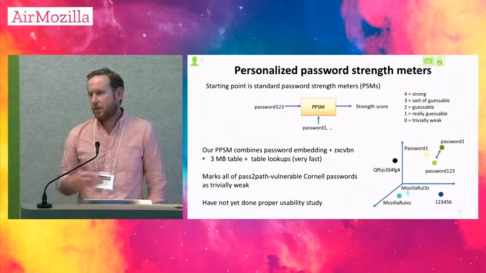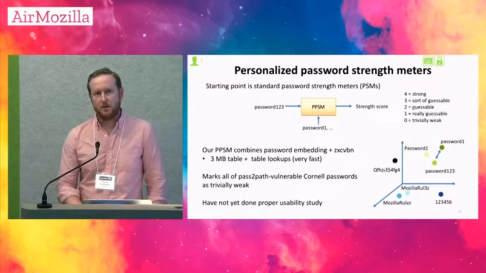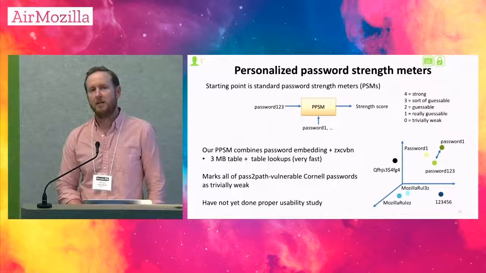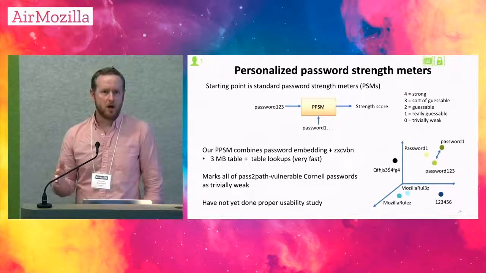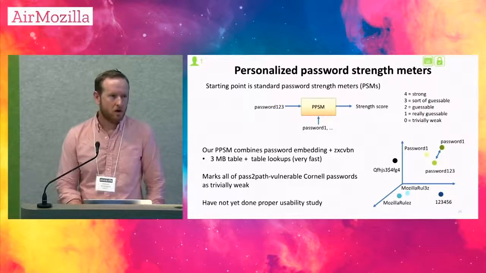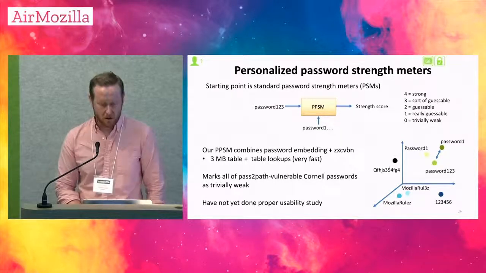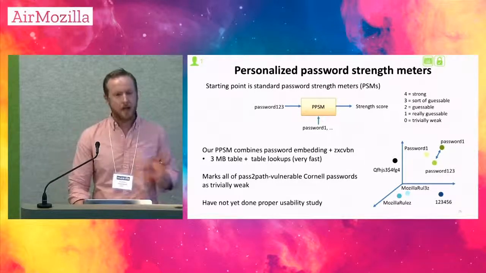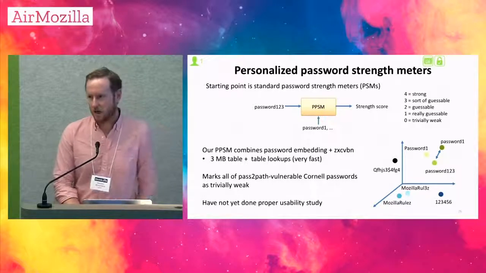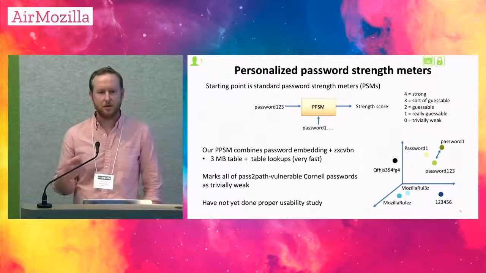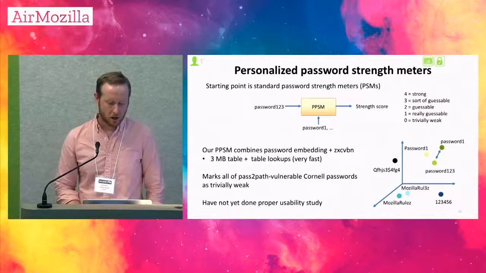When we did our experiments, we also checked this embedding-based defense, and it would have marked all of the pass-the-pass vulnerable Cornell passwords as trivially weak, even though we're using different machine learning approaches. I should definitely say we have not yet done any proper usability studies. There are a lot of questions about how a user would react if you told them things are too close to something else.